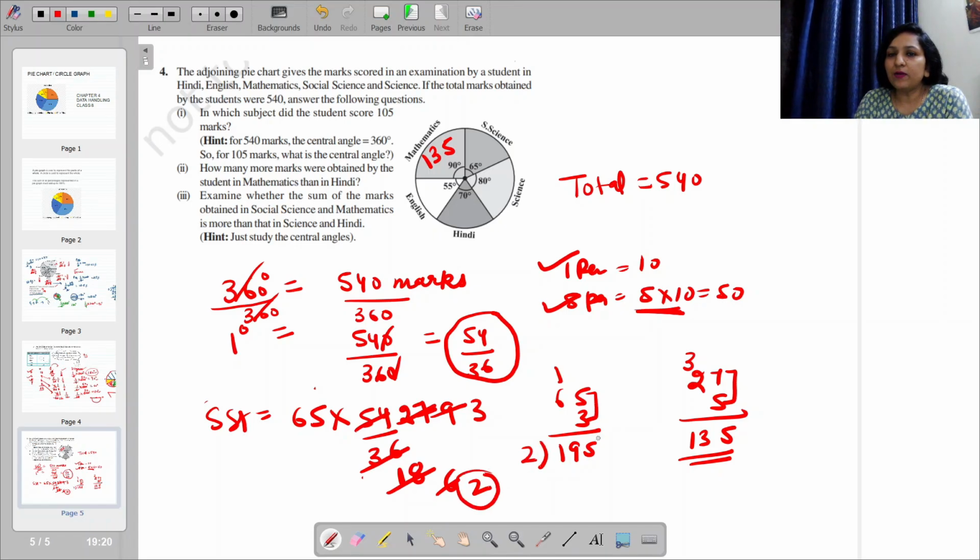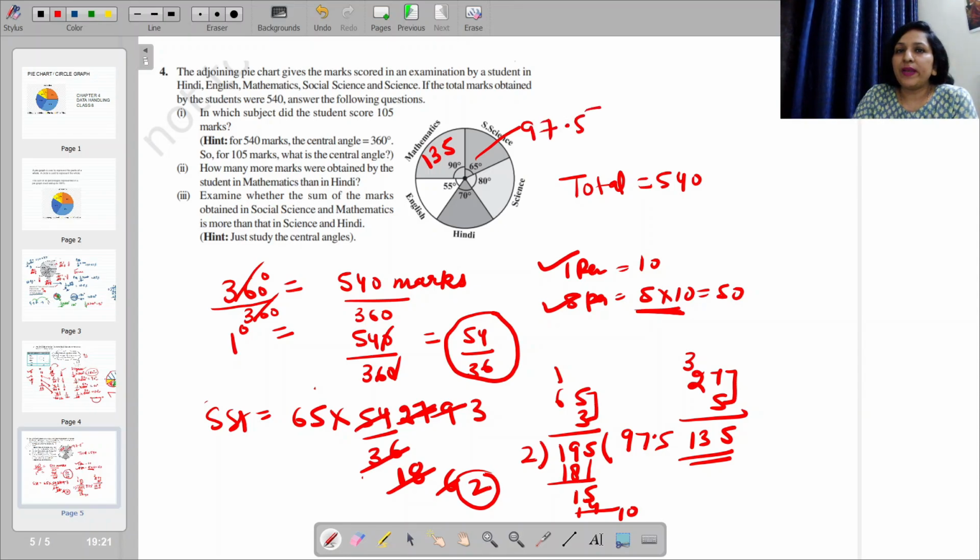इसको 2 से divide करो. 2 into 9 is 18. Difference is 1, 5 down. 2 7s are 14. Difference is 1. उसके बाद point लगा के 0 and 2 5s are 10. So how many marks in social studies? It is 97.5. So value here is 97.5.